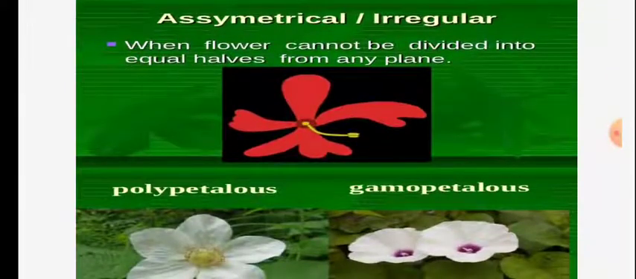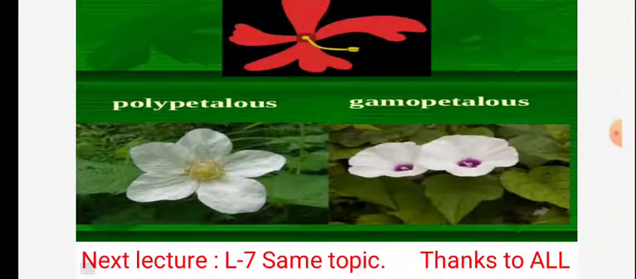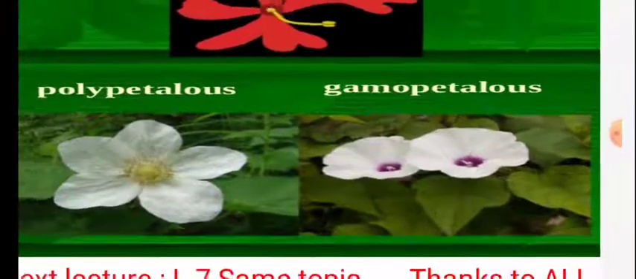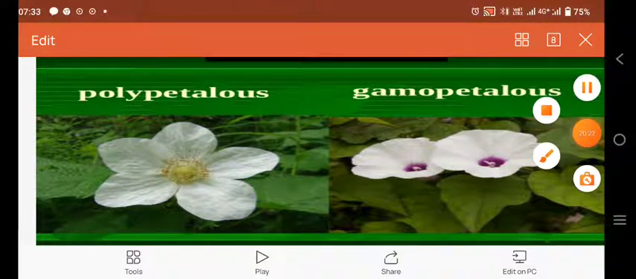So symmetrical and asymmetrical conditions are there, and in this terminology we commonly use polypetalous and gamopetalous. Poly means free petals and gamo means fused petals. So this is all about our today's lecture.